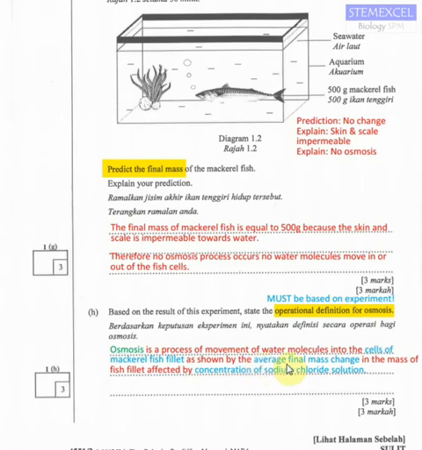So this is the average final mass change in this case. And then thirdly, you need to say that the mass of this fish fillet is affected by what? So it's affected by your manipulated variable. In this case, it will be the concentration of the sodium chloride solution. So these are the 3 points that you need to put in. So first, the definition. Second, how you get it. And third, the relationship between the manipulated variable and also the responding variable.